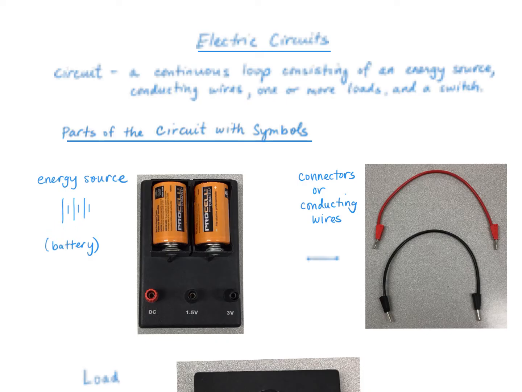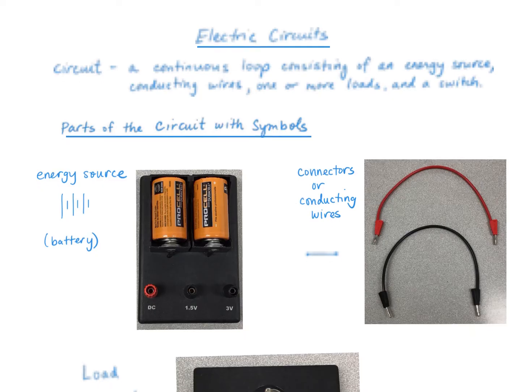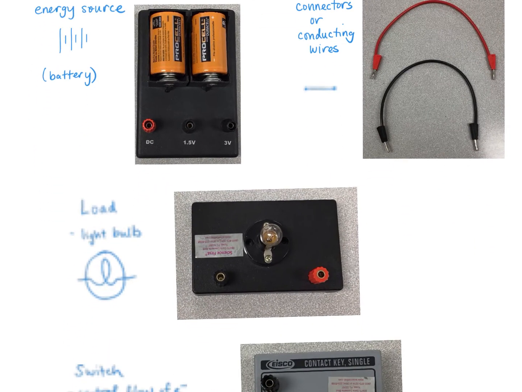Okay, connecting wires, we have red and black. They will connect the energy source and the loads that we'll be using, as well as our switches, and you can represent those with a straight line. Closed dots are at the end of that.